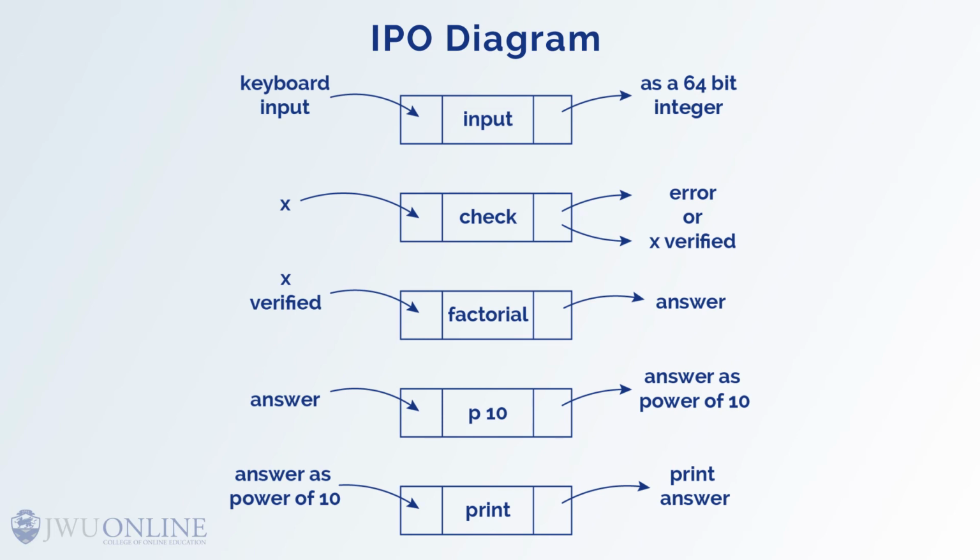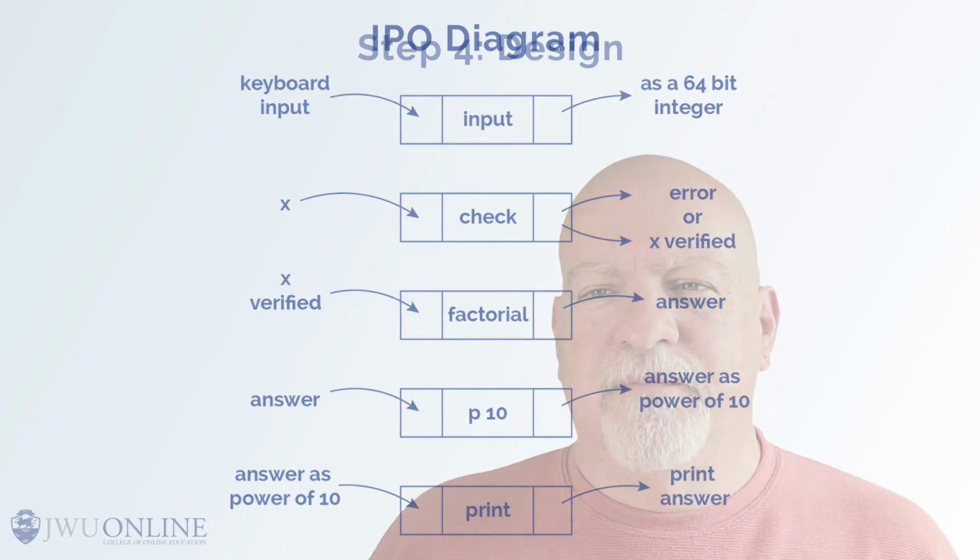Notice that we have 5 of these IPOs, 1 for input, 1 to check the range of data, 1 to compute the factorial itself, 1 to create the power of 10, and 1 to print the answer. Once this is done, it is easy to see the problem decomposition down to the functional elements. Also notice how the output of one process is used as the input to the next. This connectedness helps us to realize that our thinking is complete. If we had missed something, we might notice a missing input or an unused output.